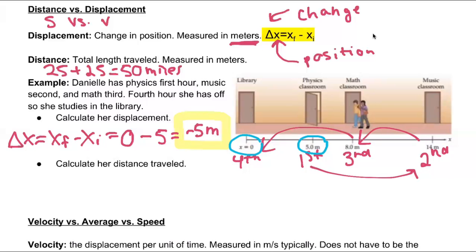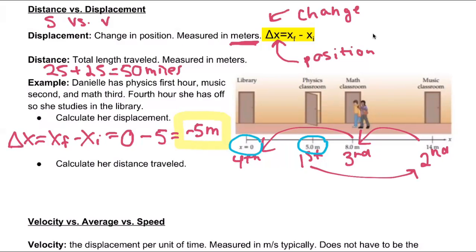So I want to calculate her distance traveled. Now the distance traveled, I want you to answer the question, what is different between distance and displacement? So answer that in the question right now. So distance is always going to keep adding up. It's going to keep growing and growing and growing, kind of like your Fitbit or the odometer on your car.